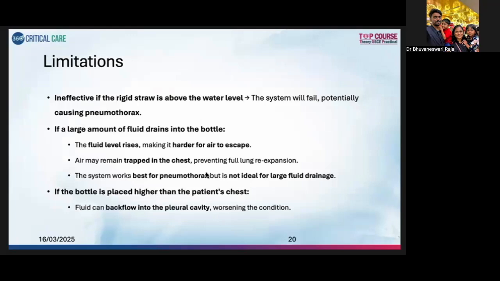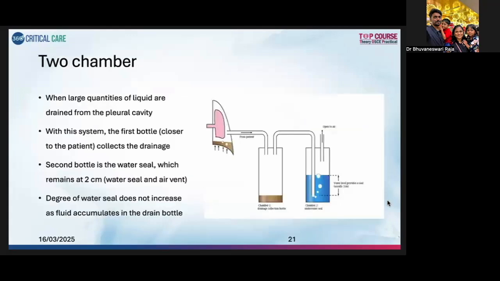level rises, making it harder for the air to escape. So this air can get trapped in the chest, preventing full lung re-expansion. This tube works better for pneumothorax, but it is not ideal for large fluid drainage. Okay, and sometimes when the bottle is kept higher than the patient's chest, then there could be some backflow. That brings us to the two chamber.